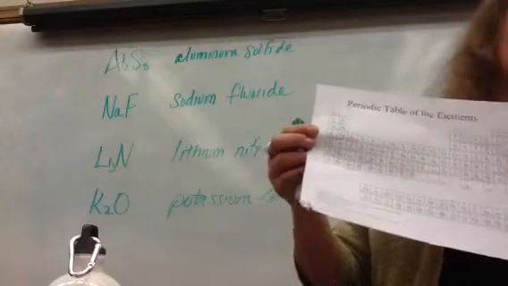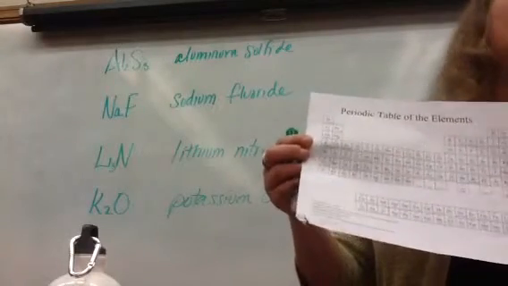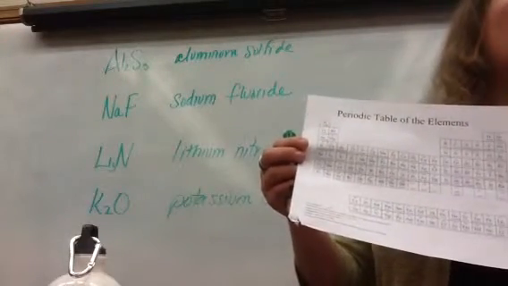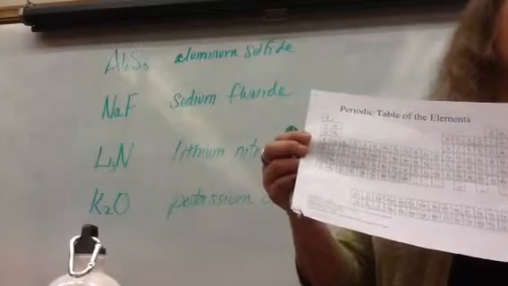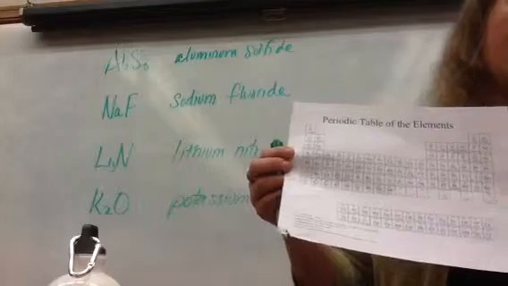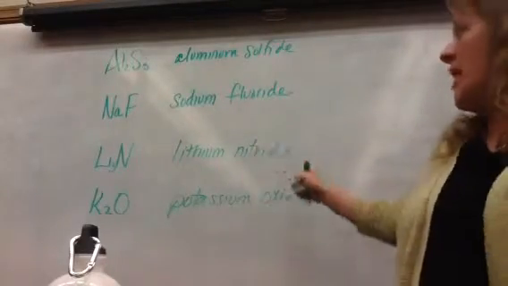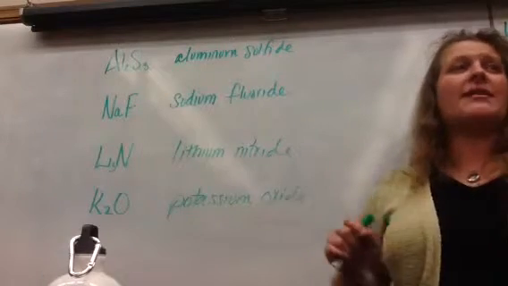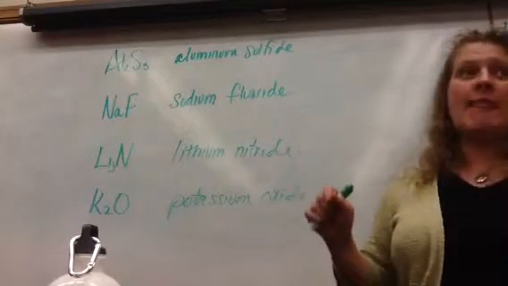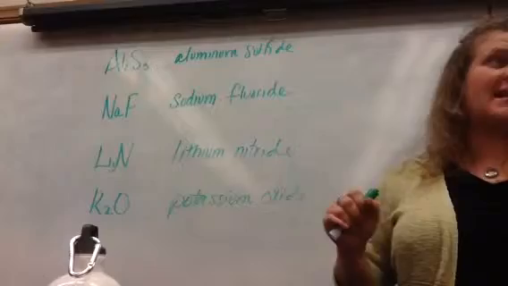We're going to do some more work with ionic compounds today. Tomorrow, we'll finish up ionic compounds. Monday, we will start to talk about covalently bound or molecular compounds. So let's practice doing this in reverse. Let's practice me giving you a name and you writing the formula, because that's the other half of this.